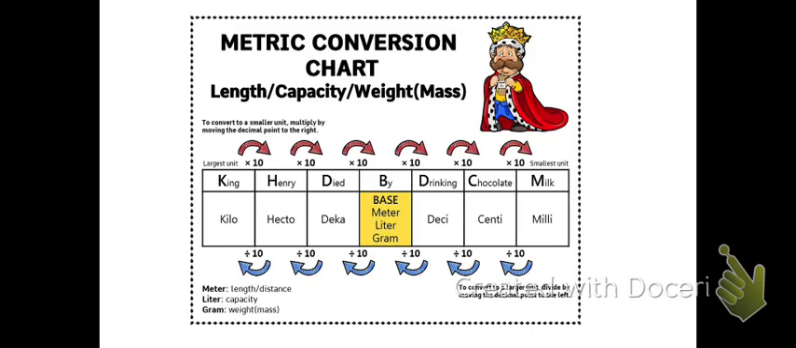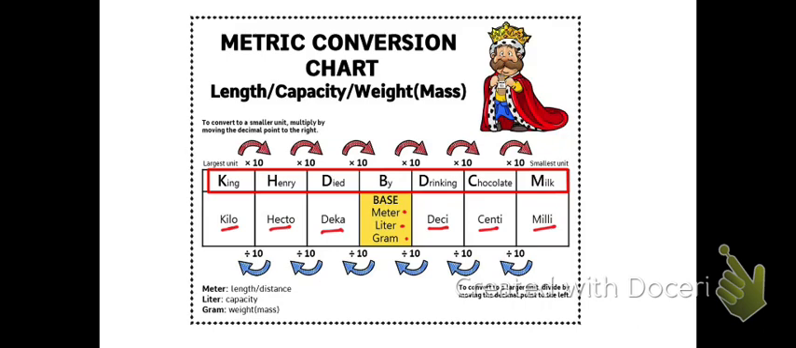So one way to remember how to do this is the mnemonic, King Henry died by drinking chocolate milk. And this order is important. The K stands for kilo, H hecto, then deca. The B is the base, whether you're measuring in meters, liters, or grams, and then deci, centi, milli. The biggest is kilo, the smallest is milli.